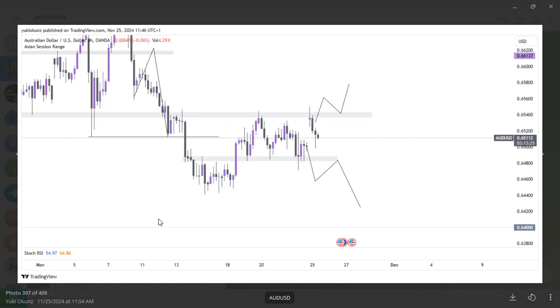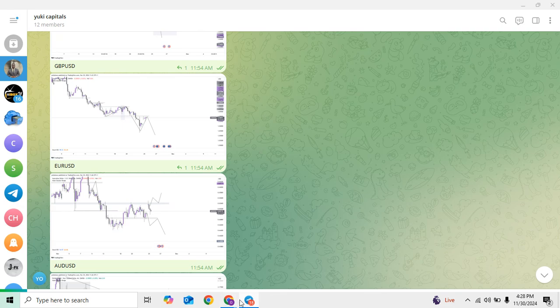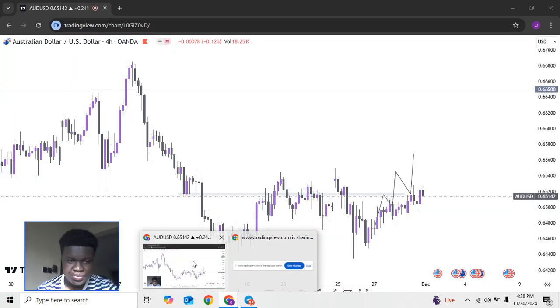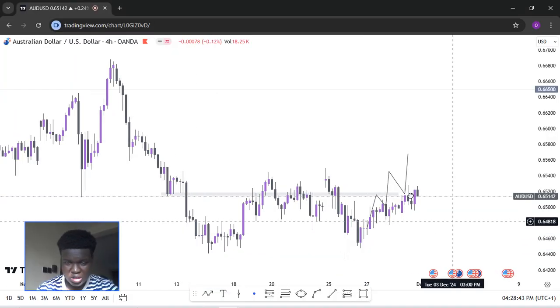As you can see for AUD USD, I said price was either going to break through here, give us a retest and go down, or break above, give us a retest and go down. That was the initial trade idea for AUD USD. So let me show you how AUD USD played out.